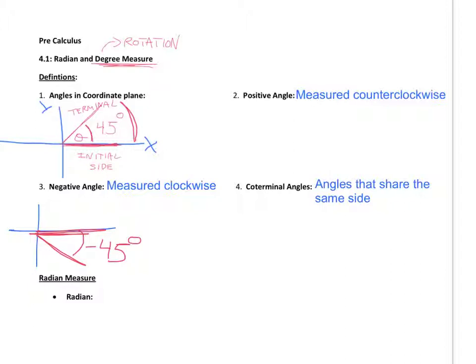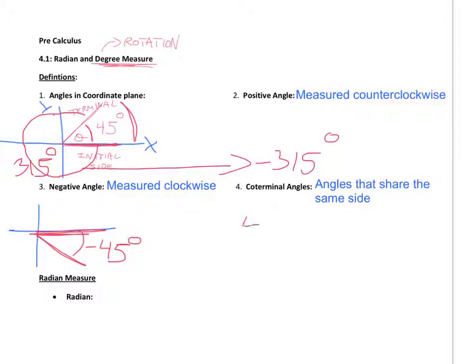Now coterminal angles. These are angles that share the same side. I'm just going to give you a quick example. Since from here to here is 45 degrees, I'm going to measure it another way. I'm going to make it a negative angle and go around this way. If I start at the initial side, I know if I go here it's 90 degrees, another 90 is 180, another 90 is 270, and if I went to here, this rotation would be 315 degrees. But since I'm going below the initial side, I'm going to say this is negative 315.